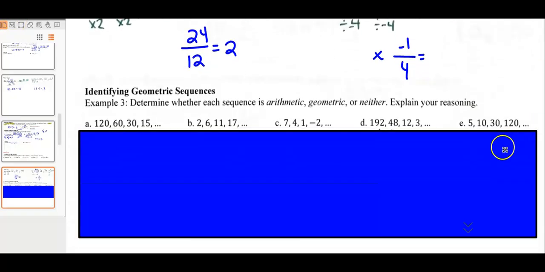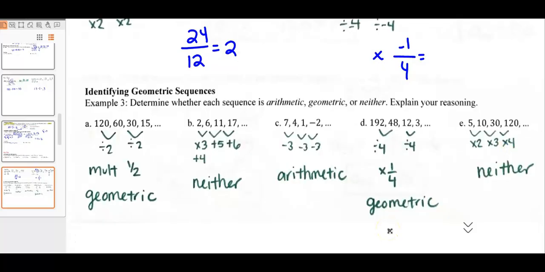All right, so A was geometric because they were either multiplying by a half or dividing by 2. Part B was neither. So first off, I checked, okay, multiplication. But then that multiplying by 3 didn't repeat through the whole way. So then I was like, well, how'd they go from 6 to 11? They added 5. So I learned that they were adding 4, then adding 5, and then adding 6. So I found a pattern, but that difference was not the same every time.